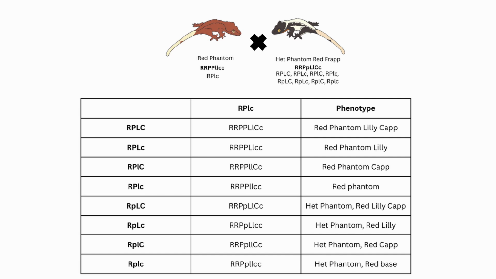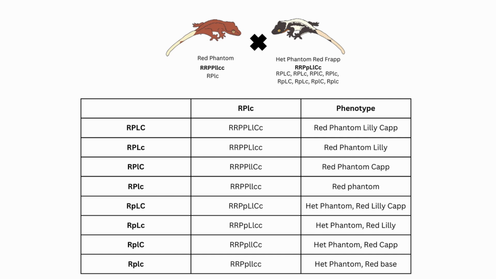Since there are no repetitions on the genotype or phenotype, the possibilities of hatching each one of these crested gecko phenotypes is going to be 12.5%. Therefore, let's say that you want to make a red phantom out of this pairing, you have 12.5% chances of making a red phantom. Let's say that you want to do a red phantom frappuccino, you have also 12.5% chances of making a red phantom frappuccino.